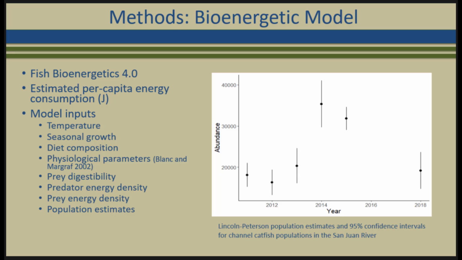So using Fish Bioenergetics 4, we put together a model. Some of this was from our diet data from that first stuff I talked to you about. We got temperature data from USGS. Several of these came from other papers, such as all our physiological parameters for the bioenergetic model. And then we had population estimates that were provided to us by Fish and Wildlife Service, which was part of their intensive catfish management program.